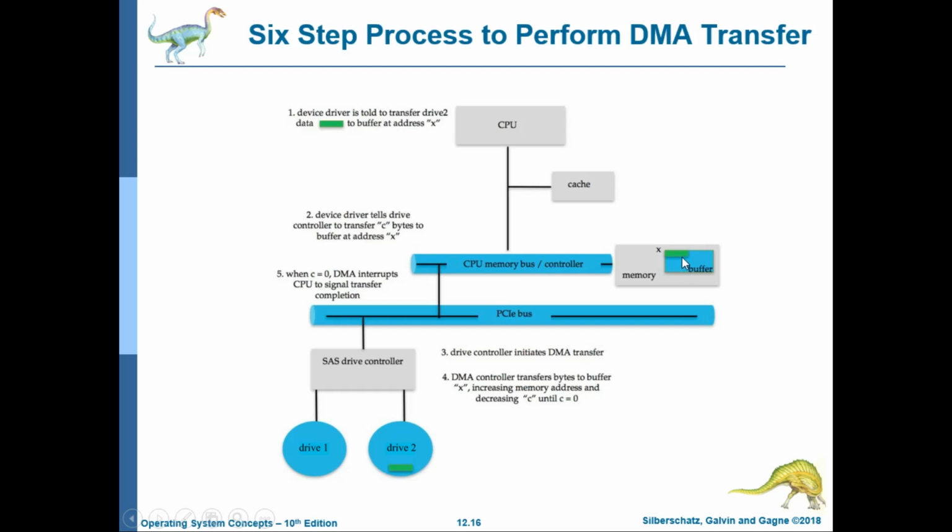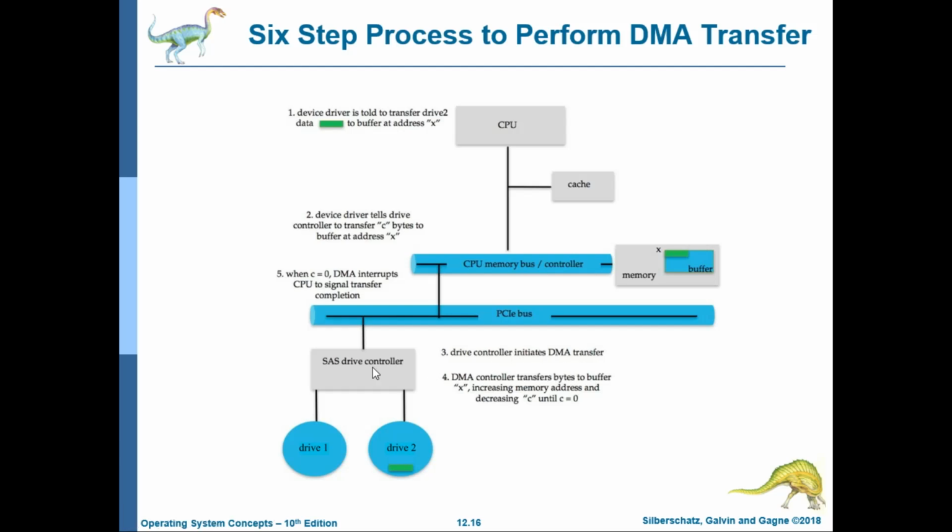And then number 2, the device driver tells the drive controller to transfer C bytes to the buffer at address X. So we have the controller. The SAS drive controller is informed that C bytes should be transferred, the capacity, or how large the data to be transferred to this address. And then number 3, the drive controller initiates the DMA transfer.